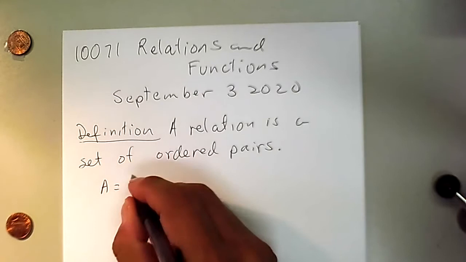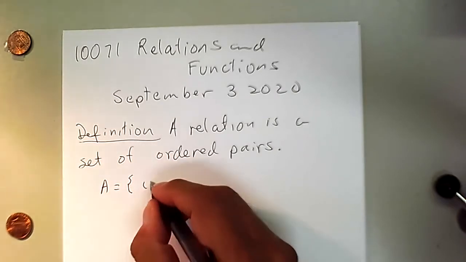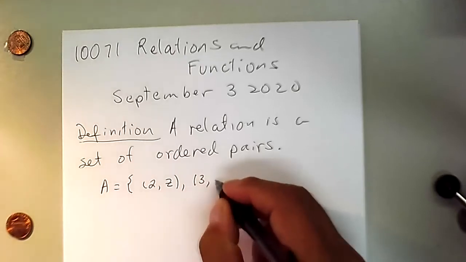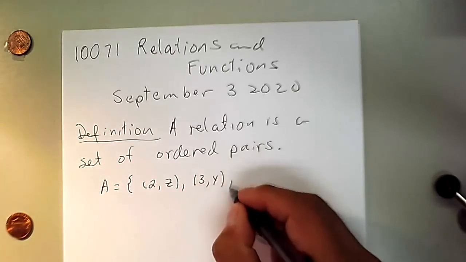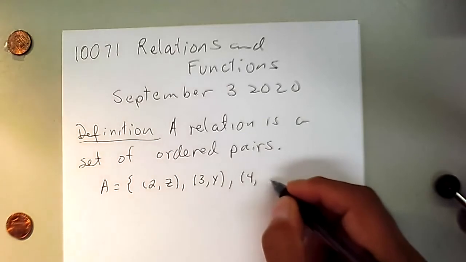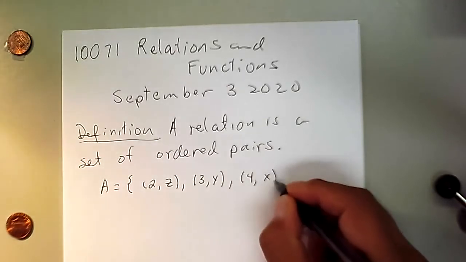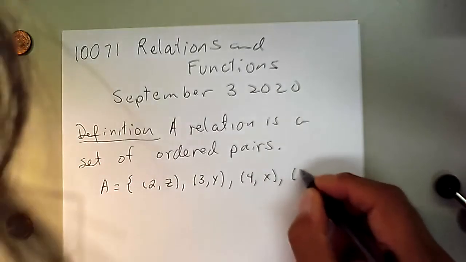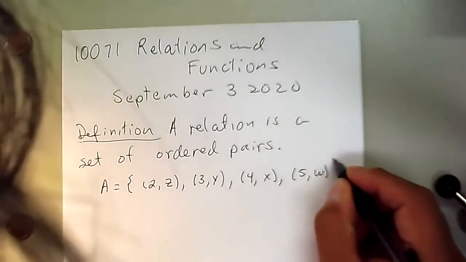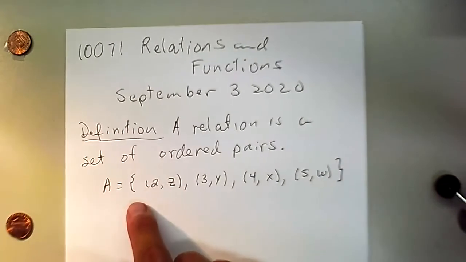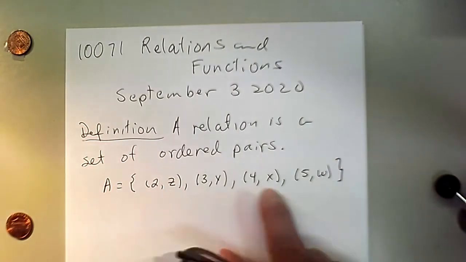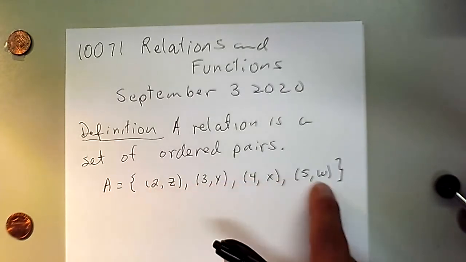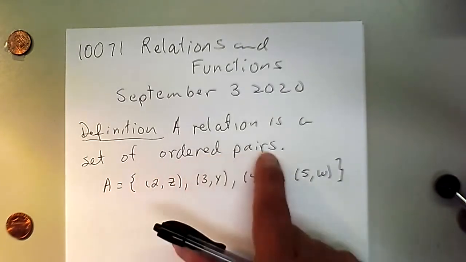A equals 2Z, 3Y, 4X, and 5W. So this is an example of a relation. It has 1, 2, 3, 4 ordered pairs.